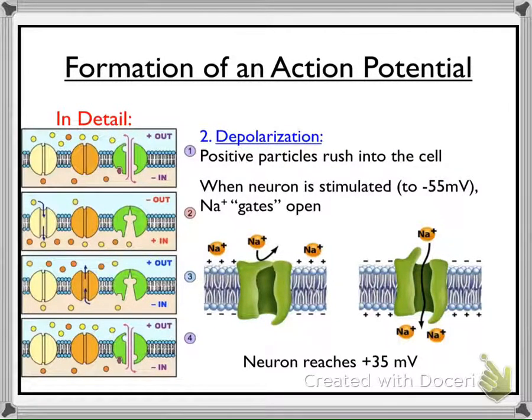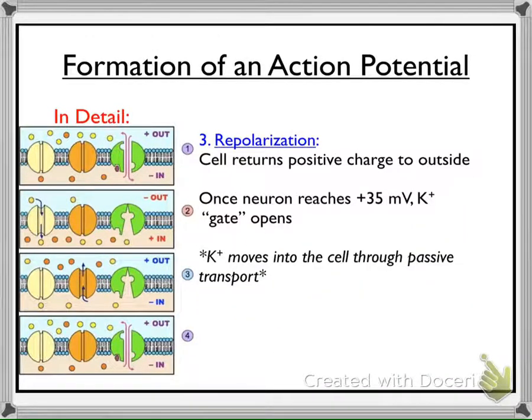So depolarization and the influx of sodium is going to continue until the neuron reaches an internal voltage of positive 35 millivolts. So we're actually going to end depolarization with more positively charged particles inside the cell than there are outside the cell. And once we hit that positive 35 millivolts inside the cell, that is going to trigger the third stage of the action potential, which is called repolarization. So we can see repolarization occurring in the third illustration here.